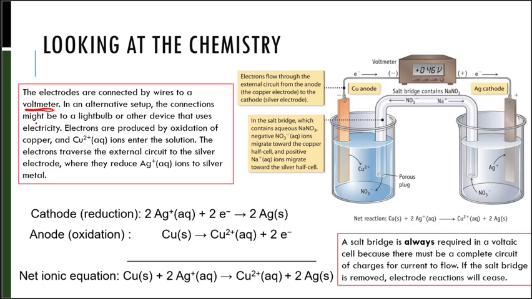In an alternative setup, the connections might be to a light bulb or other device that uses electricity. Electrons are produced by oxidation of copper, and the copper plus 2 ions enter the solution. The electrons traverse the external circuit right up here to the silver electrode, where they reduce the silver plus ions to silver metal. A salt bridge is always required in a voltaic cell because there must be a complete circuit of charges for current to flow. If the salt bridge was removed, the electrode reactions would cease.